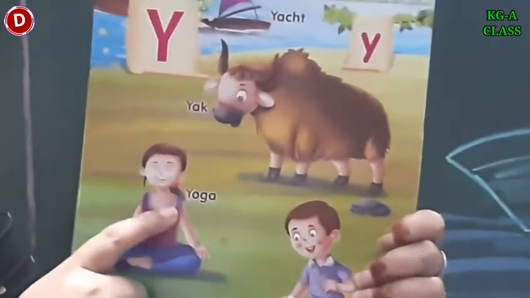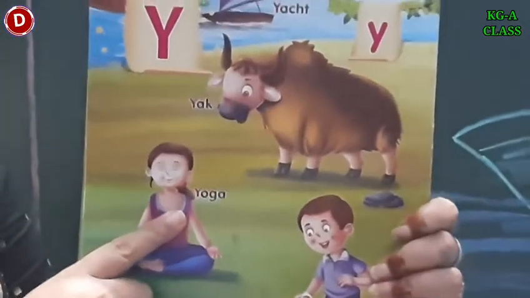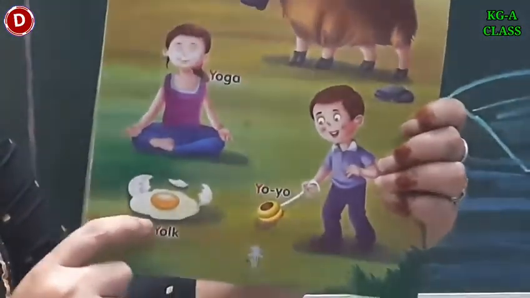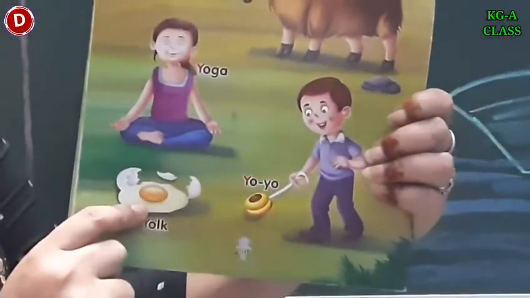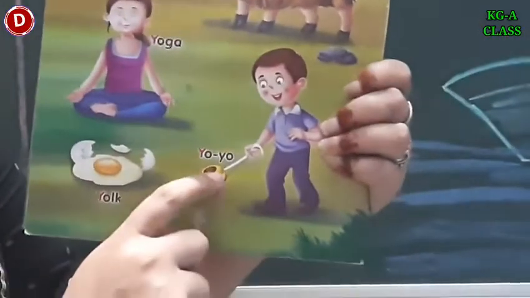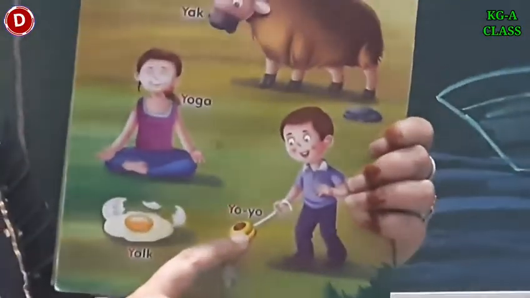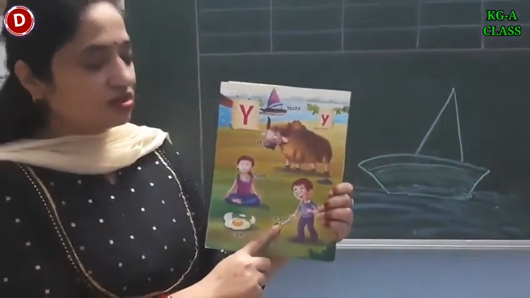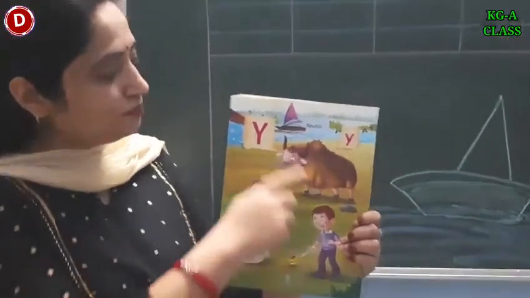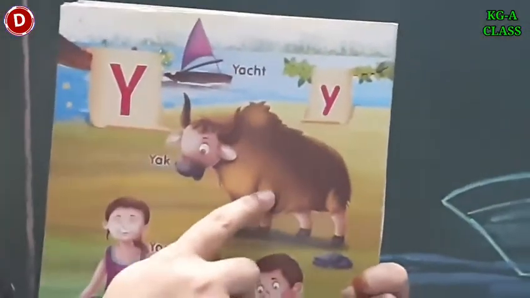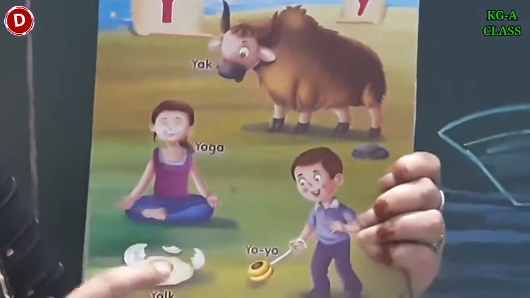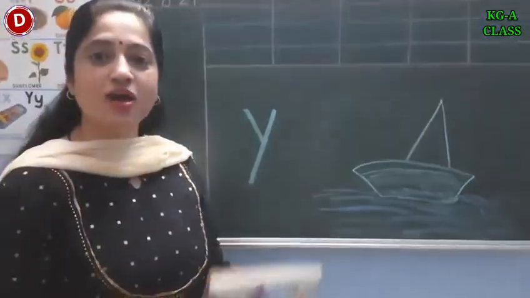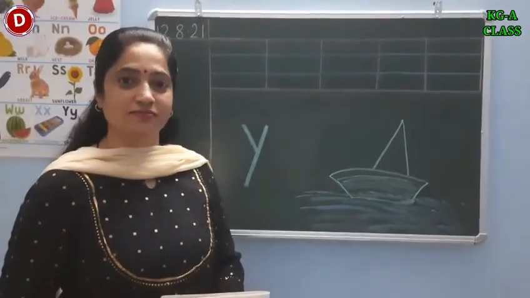Y for yoga, which is very beneficial for our health. Y for yolk. The yellow part of an egg is known as yolk. Y for yo-yo. It is a type of game which you all love to play. So let's speak one more time. Y for yacht, Y for yak, Y for yoga, Y for yolk, Y for yo-yo. And the sound of Y is y.